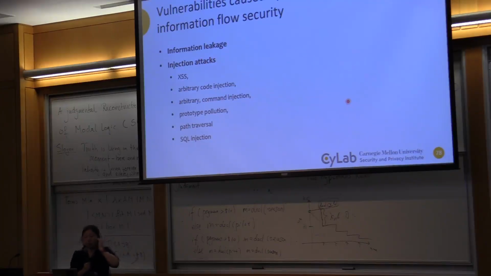There is actually quite a bit of vulnerability caused by information flow violations. Obviously, secrecy leakage is one. Nowadays, I'm quite interested in injection attacks, right? Cross-site scripting, arbitrary code injection, and so on. So basically, the attacker somehow managed to interact with the program in such a way that the program of their choice gets to execute, right? So this is an integrity problem.